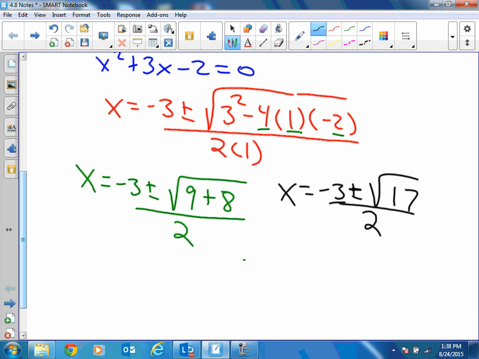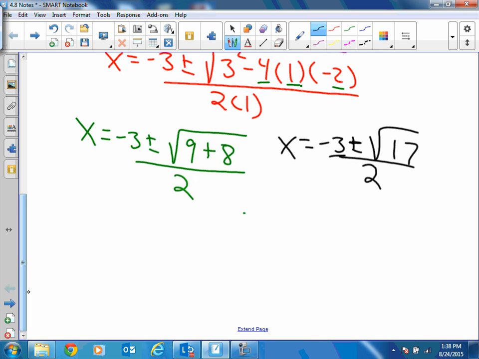And from here, technically, you could leave it like this. If you wrote this on the test as your answer, I would count this right because 17 can't simplify, and neither of those numbers are divisible by 2. If you want to split it apart, I guess it's a little more precise. If you split it apart and write it as x equals -3 over 2 plus or minus square root of 17 over 2. But either way works. I'll count either as the right answer. But that would be your answer. Moving on.